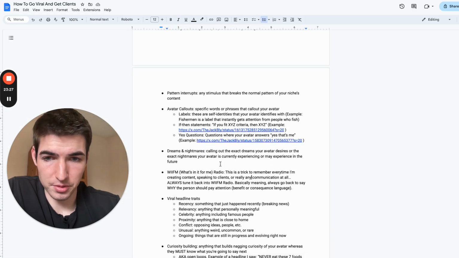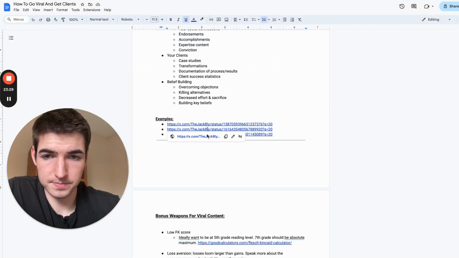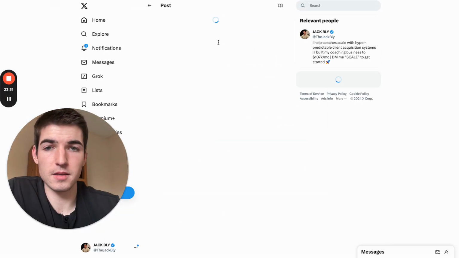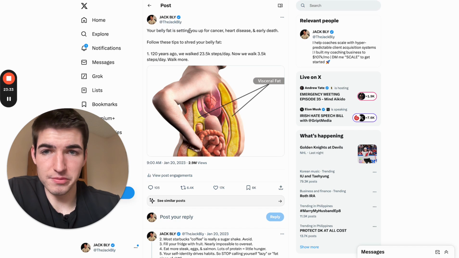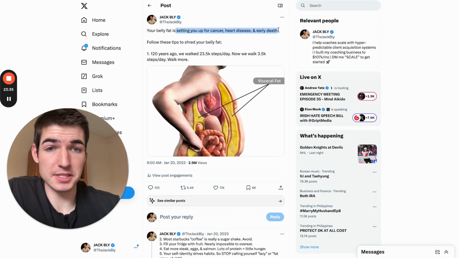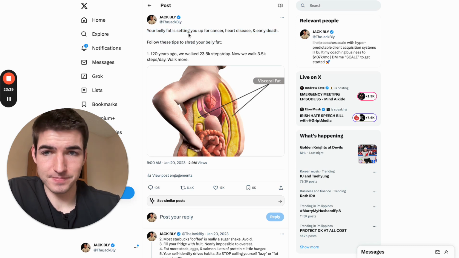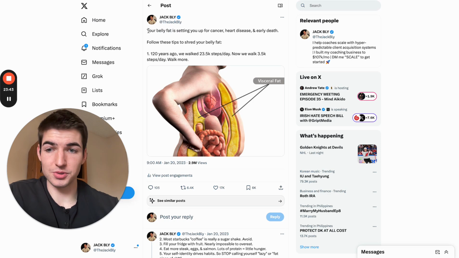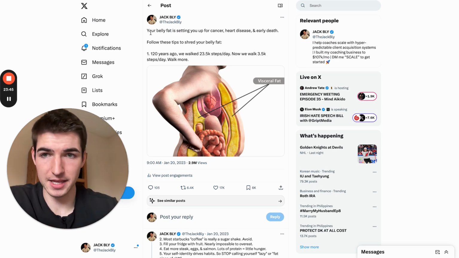Let's look at another example. This one says, your belly fat is setting you up for cancer, heart disease, and early death. Follow these tips to shred your belly fat. This is an example of a call out, an if-then statement. It's not explicitly in that format, but it's saying, hey, if you have this condition, you probably want to read this. So that's an example right there.